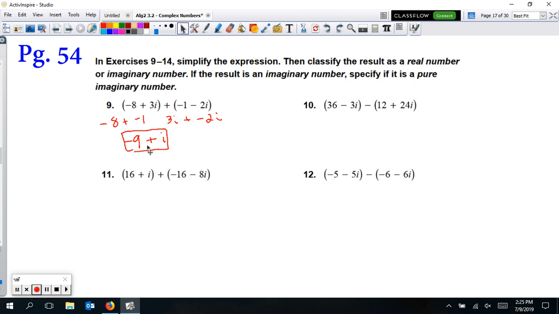So there's our number. What we would call that would be imaginary, or we could even call it complex, but that wasn't really one of the options up here. So really it's just an imaginary number. It's not pure imaginary because it does have both parts, real and imaginary, still with it.